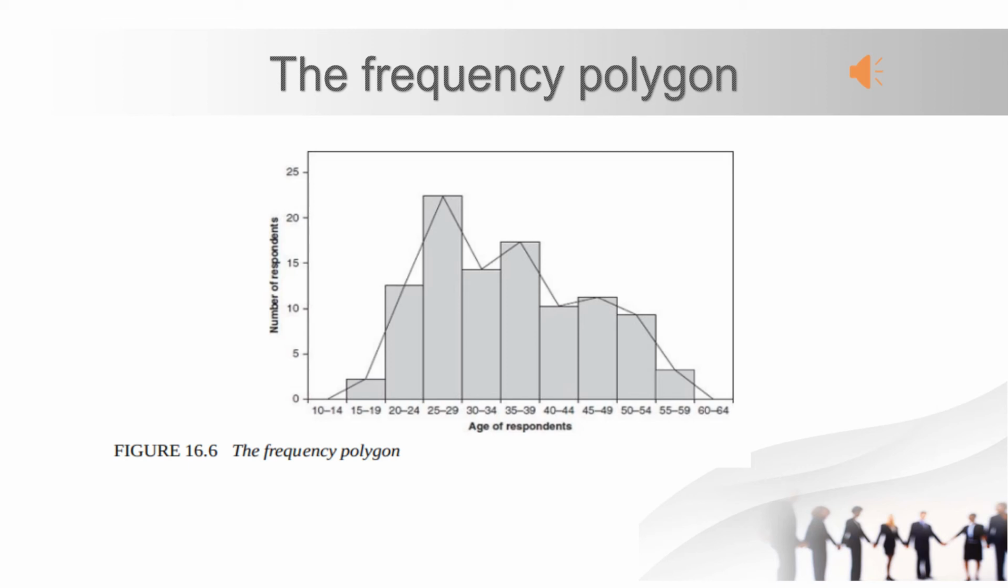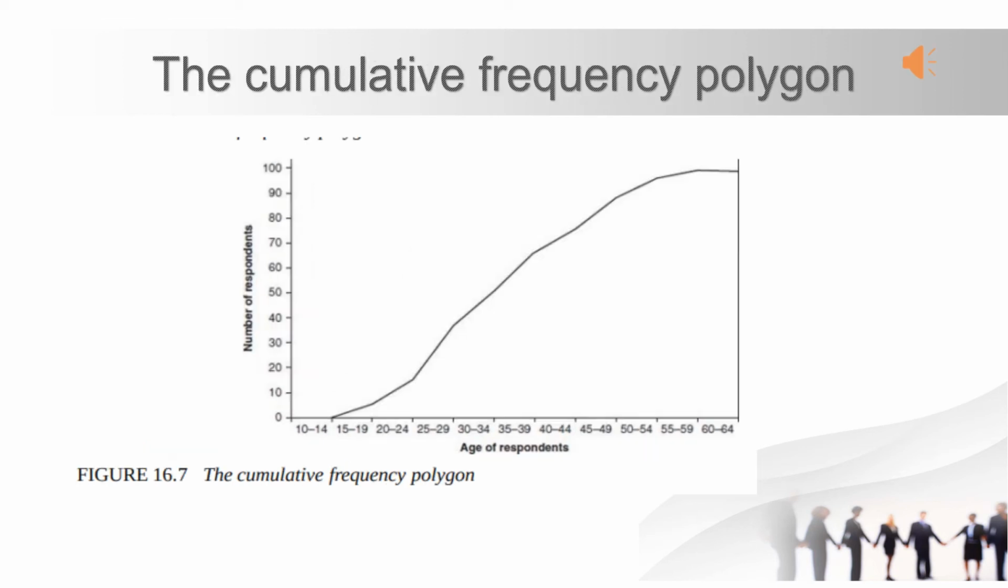So this is an example in figure 16.6, the frequency polygon. So you have the age of the respondents as well as the number of respondents on the left side. So this is your type of histogram. Similar to the histogram, there's no space in between the rectangles. Another type is what we know as the cumulative frequency polygon, or your cumulative frequency curve.